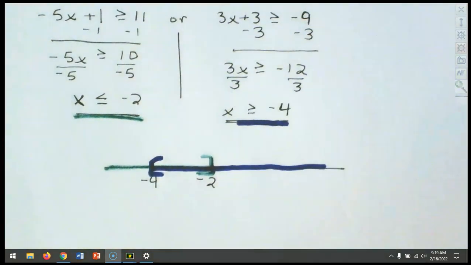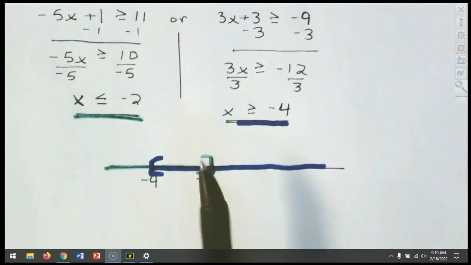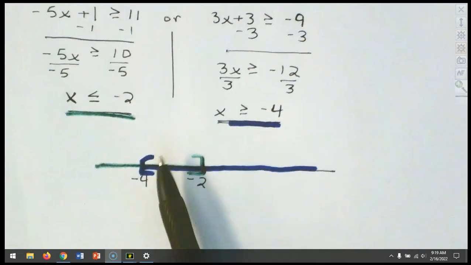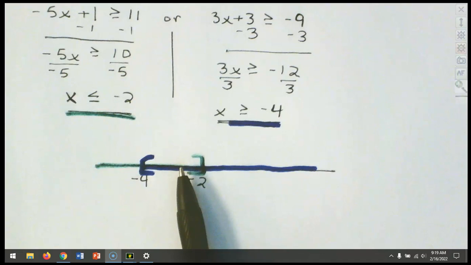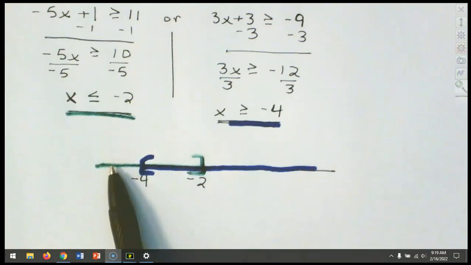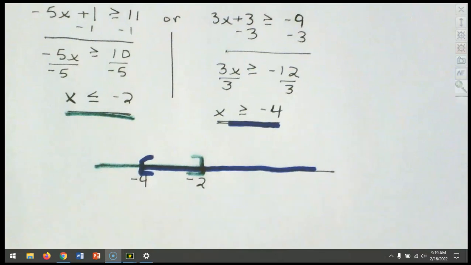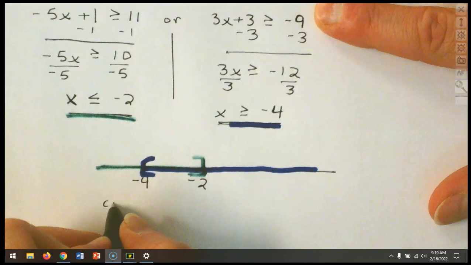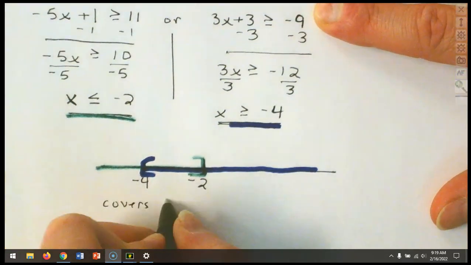Now, what is my answer going to be? Well, we're going to combine everything together. If this was an and, it would be the overlap part here, okay? But this is not an and, this is an or. And if I look at it, what happens if I put the green and the blue region together? It covers the entire part. So it covers everything. So it covers the entire line.